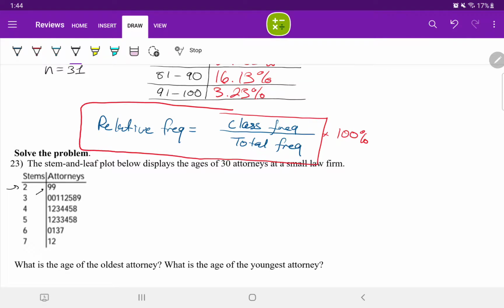The stem represents the tens place, and the leaf represents the ones place. The stem is the 2's place, the tens place for the 10s, 20s, 30s, 40s, 50s, right? The leaf is the ones place. If I take the stem 2 and the leaf 9, that means 29. And because there are 2 9s, that means we have 2 attorneys at the age of 29.